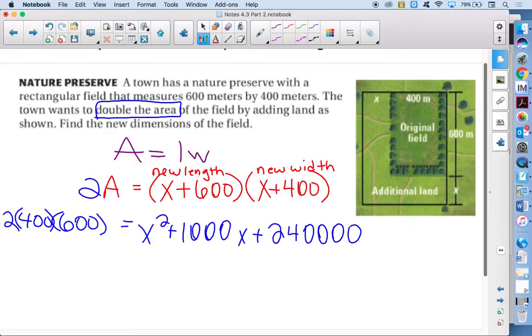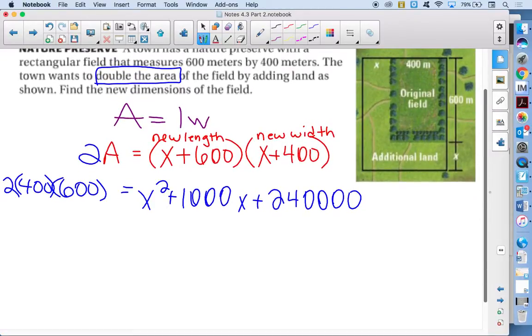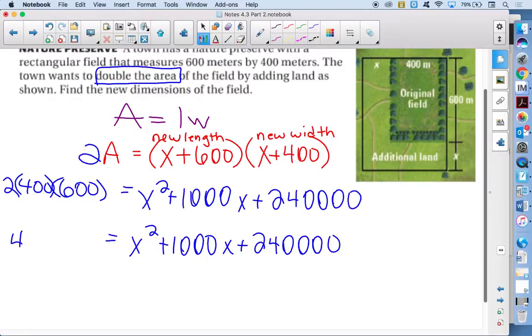Because we want to increase the size. I don't want to keep it the same. We need to make it larger. So doubling the area means take your current area, multiply it by 2. So if we double that area, what is 2 times 400 times 600? Good. So she said 480,000.